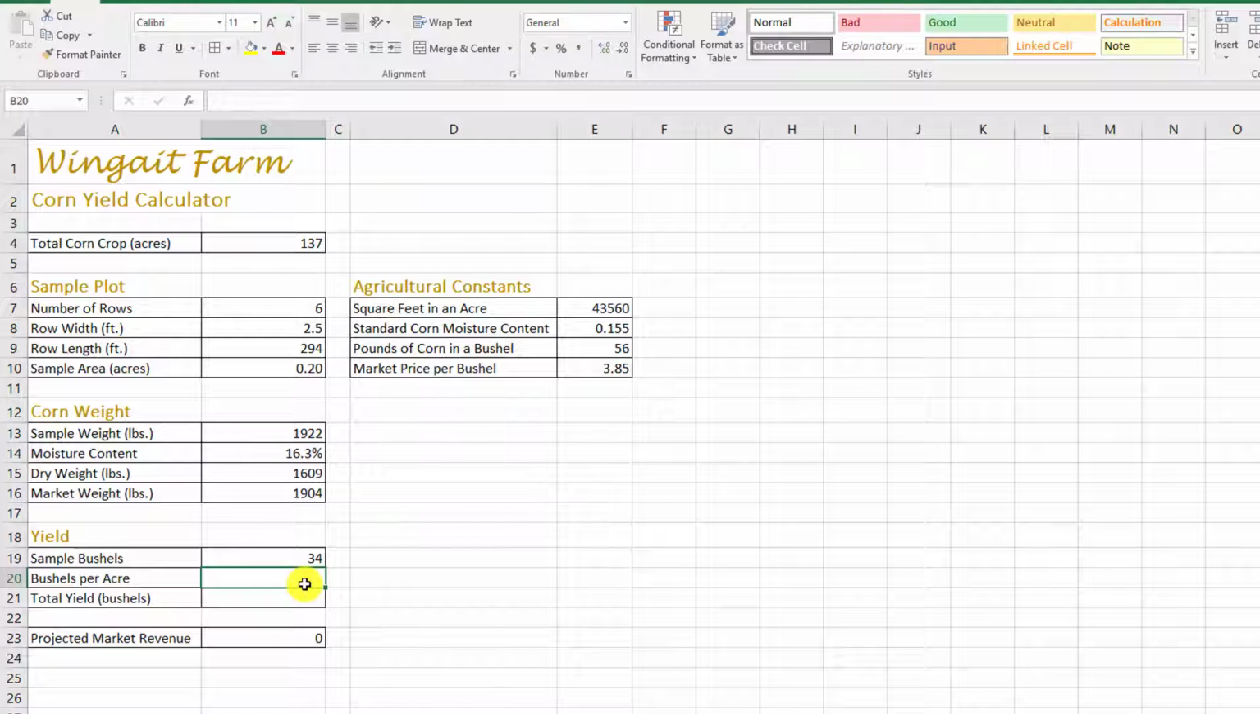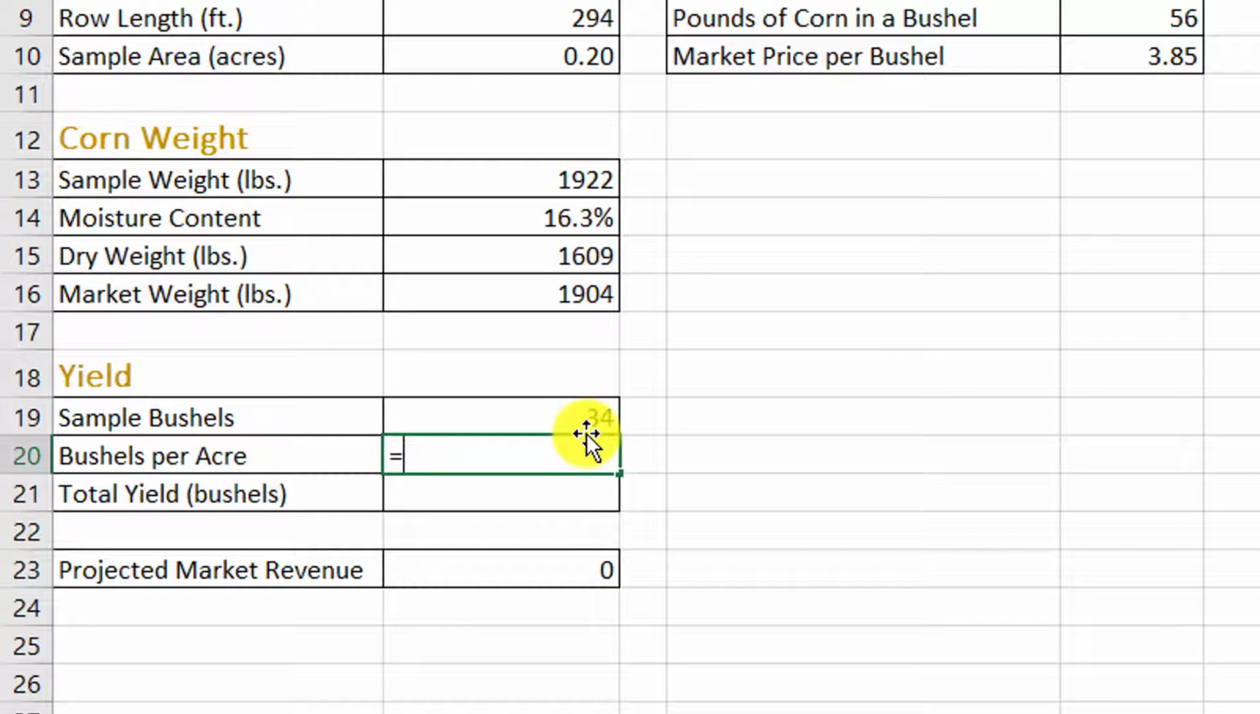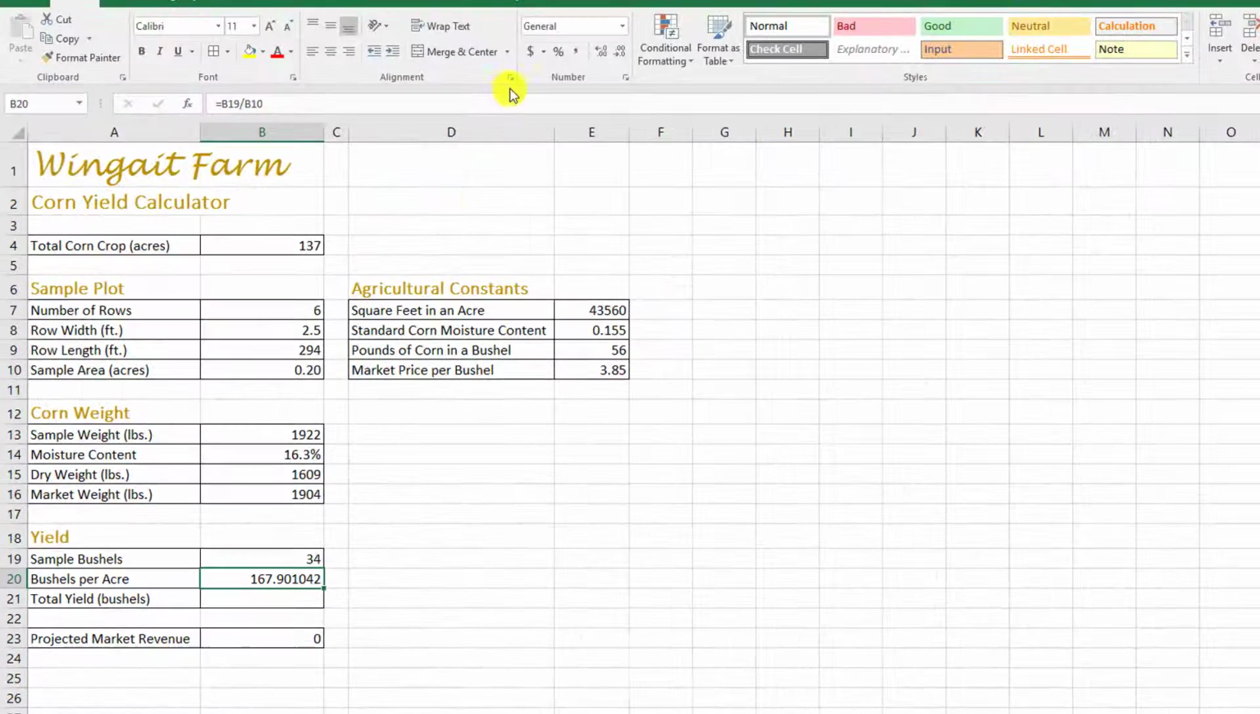So per acre, now we have to involve the sample area to estimate how much would be in 1 acre. And that would be equal B19, how many sample bushels did you have, and then divided by the sample area that we took. Because we're estimating, you should have 34 per 1 acre, then divide that by what we actually have. We get about 167, so we're going to round that as well. Actually, it's around 168 now that we round it, so we take away the decimals.